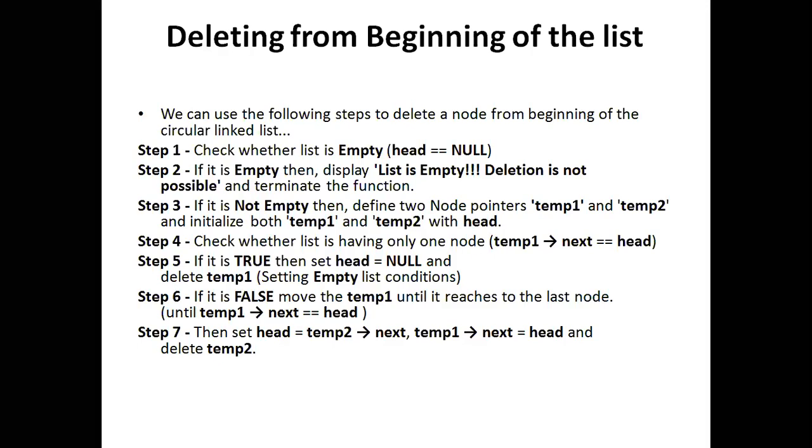If the list is not empty, then what we have to do? We have to define 2 node pointers, temp1 and temp2, and initialize both temp1 and temp2 to head. Why 2? Because I'll show you.